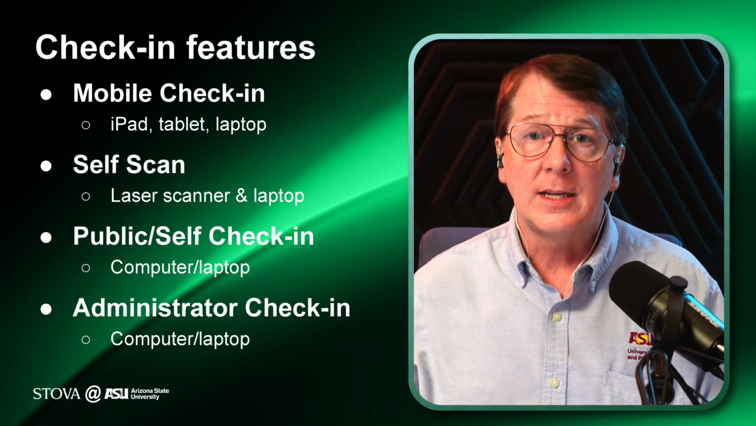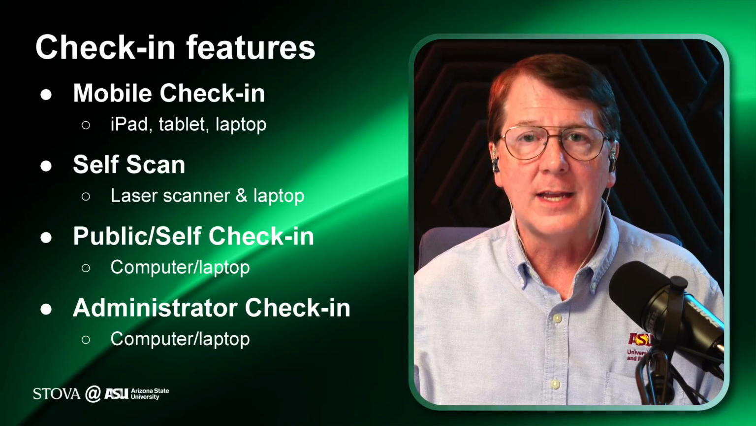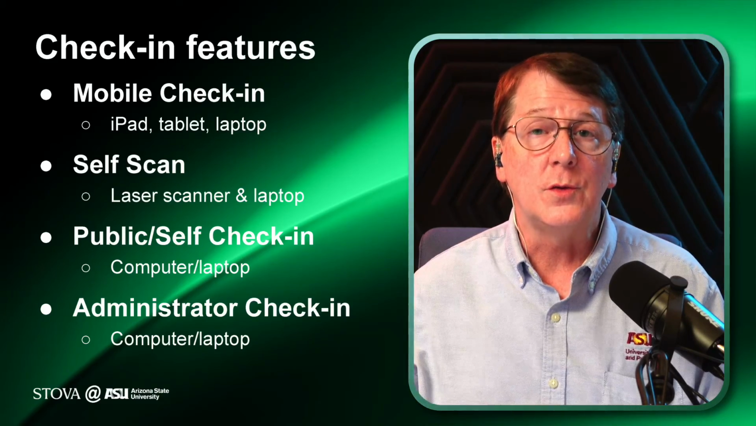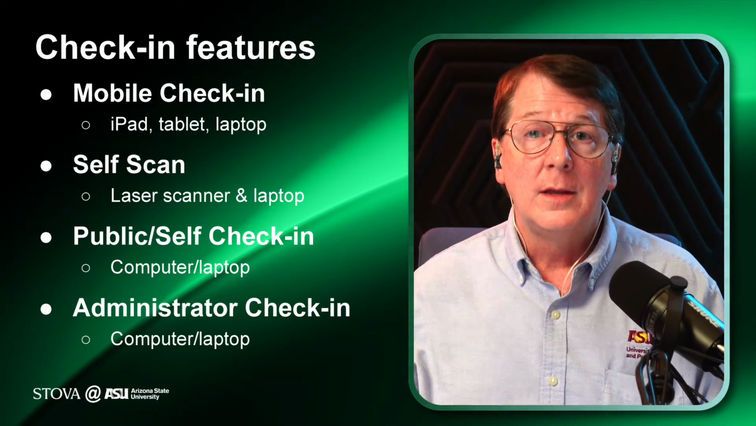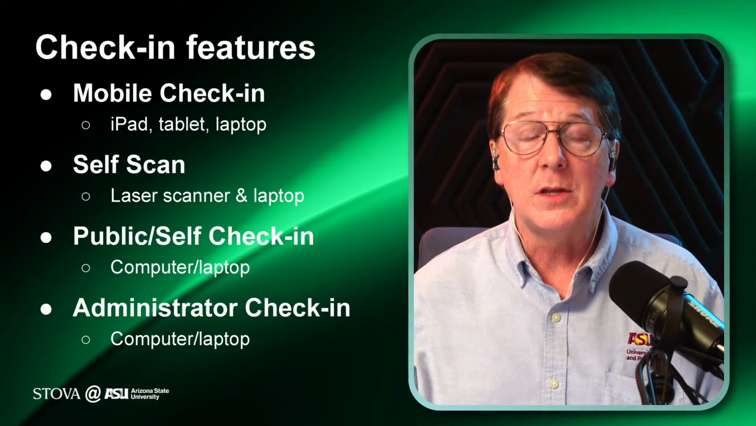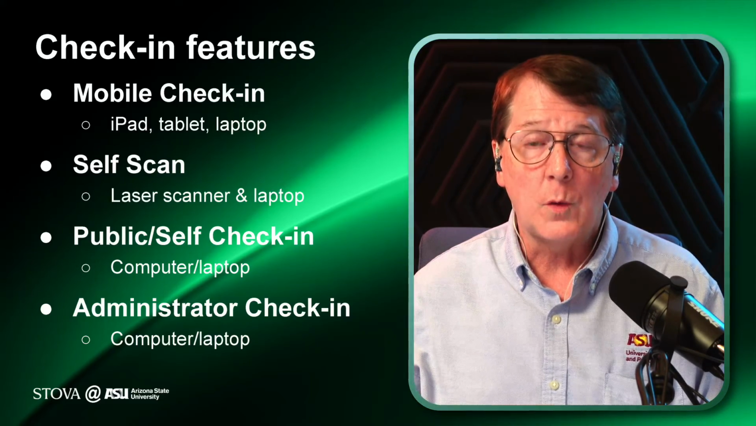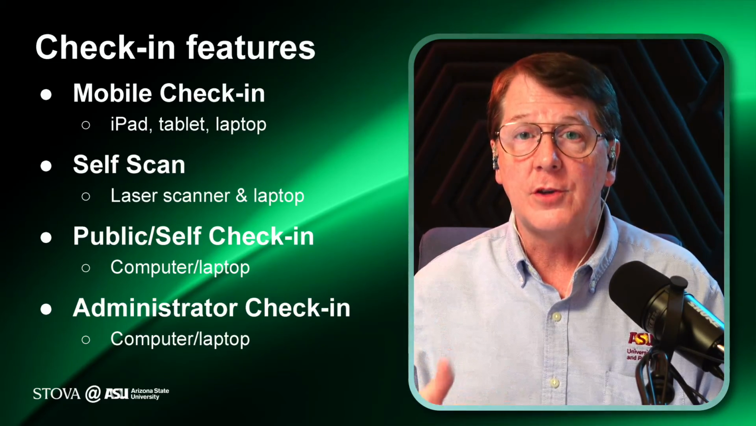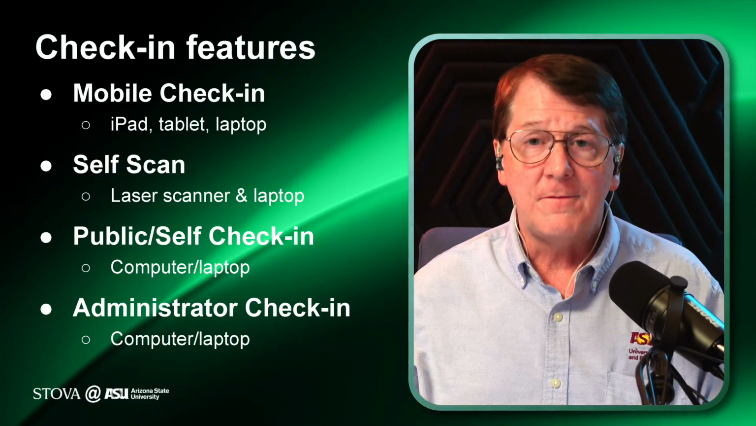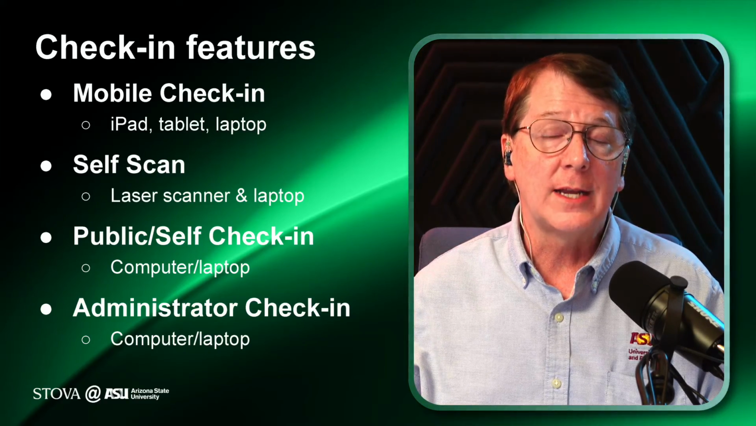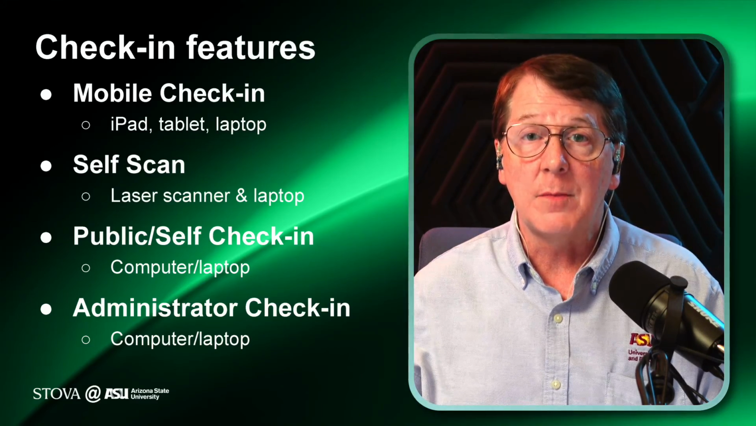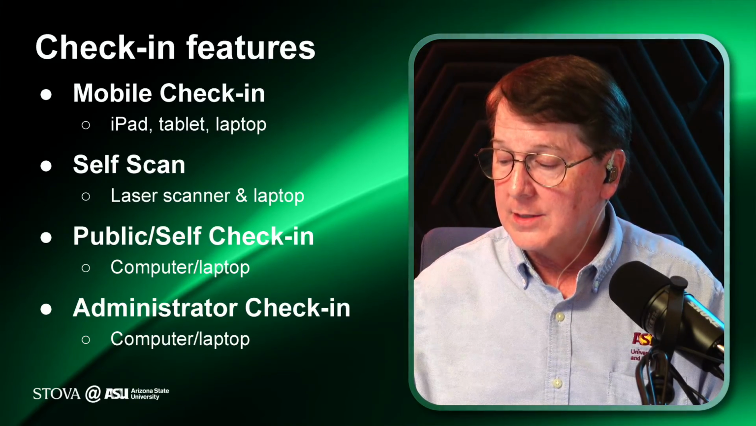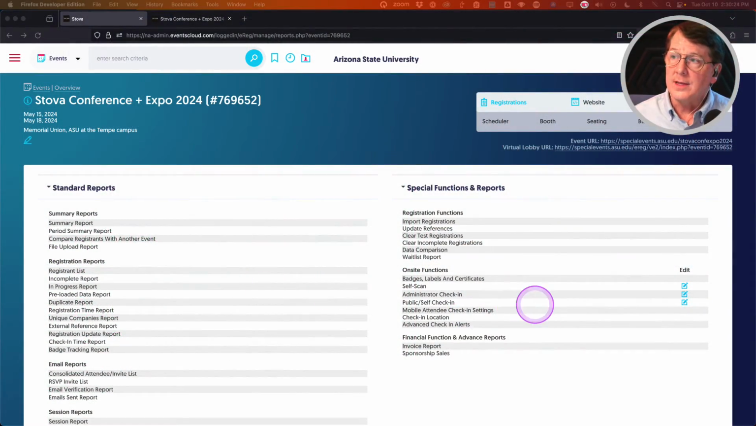Public self-check-in is similar to self-scan, but you're asking for those 2 fields from modification permissions to use to verify them, and that can be set up. Self-scan and public self-check-in can be used in a kiosk mode where people can do it themselves. And finally, there's administrator check-in. This is really for you. It is a feature-rich way of finding and locating attendees, and then simply checking them in with a checkbox on a long list of names. So let's go into these one at a time.